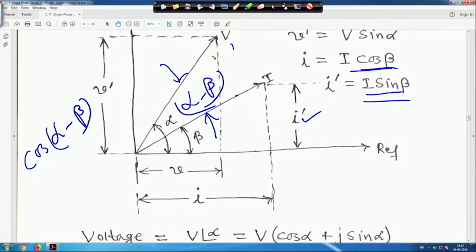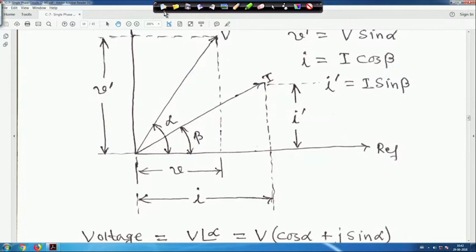Whenever we say power factor angle, it means the angle between the voltage and the current. That is why the difference is alpha minus beta. So, power factor is cos(alpha minus beta). Let me clear it.